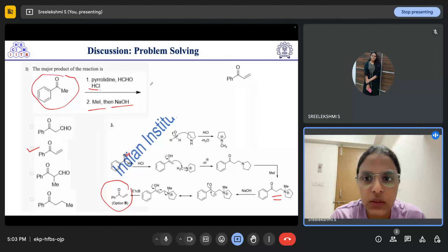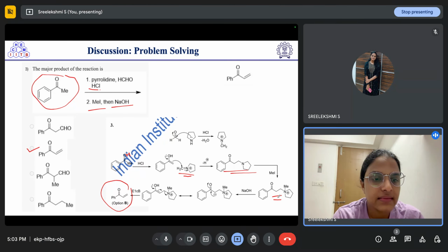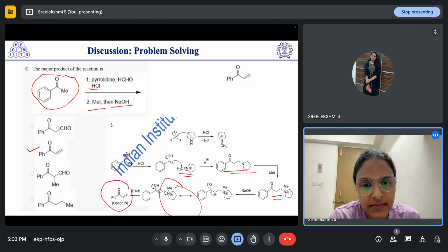So the first step is the formation of iminium ion using formaldehyde and pyrrolidine. Then the ketone will form this enol, and it will attack upon that iminium ion to form this. Then in the presence of methyl iodide, this will get methylated to form this quaternary ammonium, and then in the presence of NaOH, base will abstract this proton, and when it comes back, it will leave this group through the E1CB mechanism, and we will get this compound, option B, as the major product.